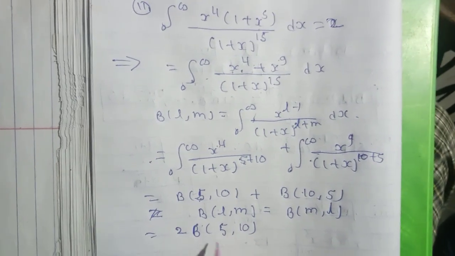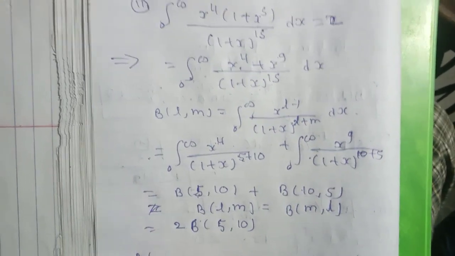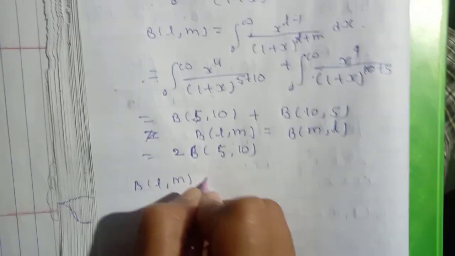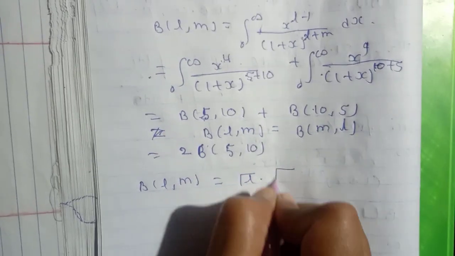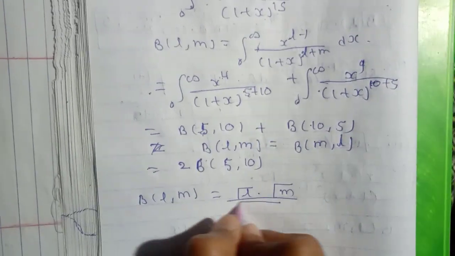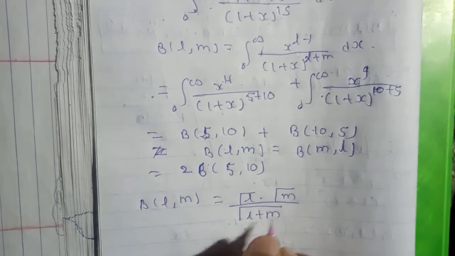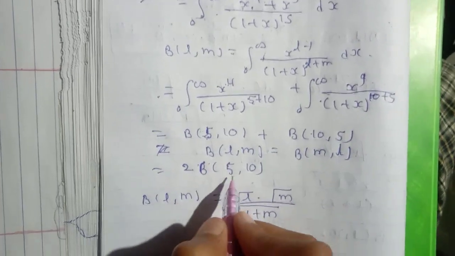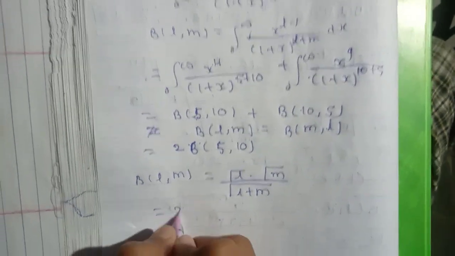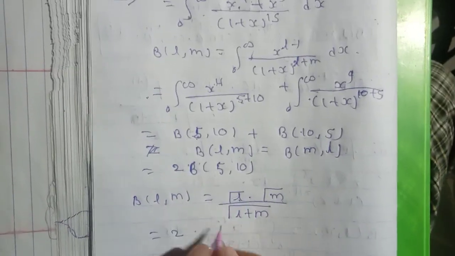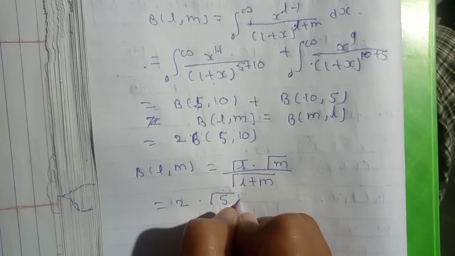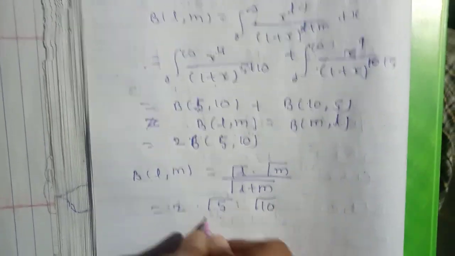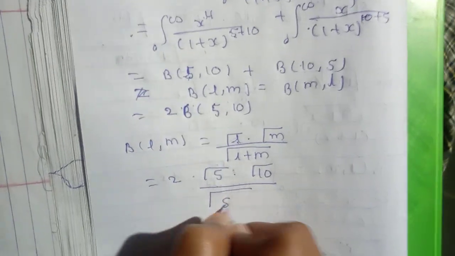So we know the formula. Beta of L and M is equal to gamma of L into gamma of M divided by gamma of L plus M. Like this formula we have to solve beta of 5 and 10. Then 2 into gamma of 5 into gamma of 10 divided by gamma of 5 plus 10.